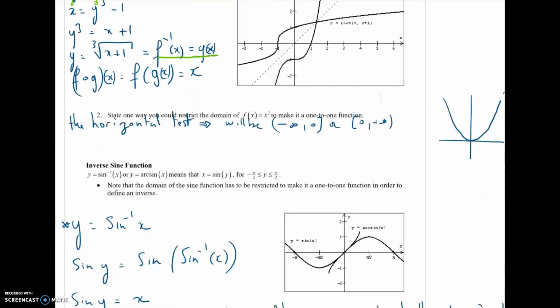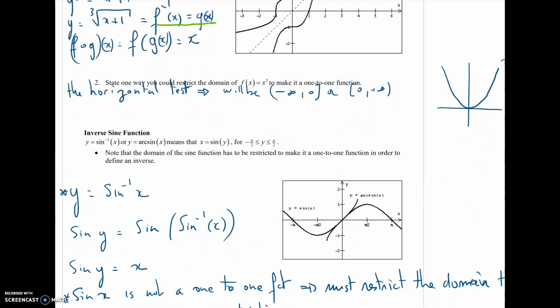So, number 2: state one way you could restrict the domain of f of x equals x squared to make it a one-to-one function. Based on the vertical line test, it has to have only one point of intersection, and so we define a domain between minus infinity and 0, or between 0 and plus infinity. So minus infinity to 0 or 0 to plus infinity.